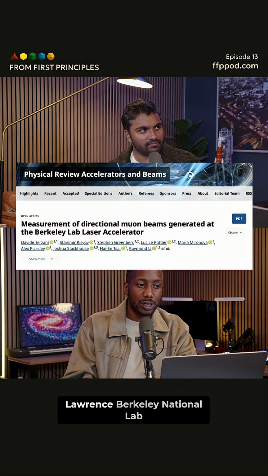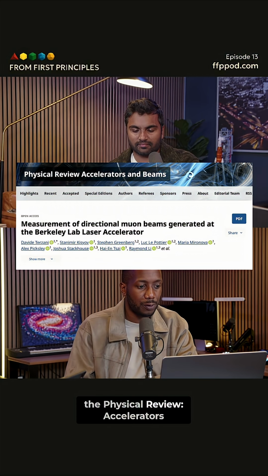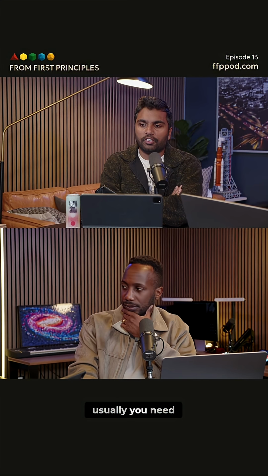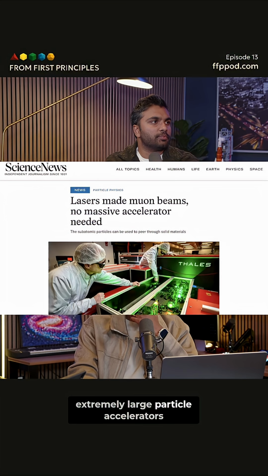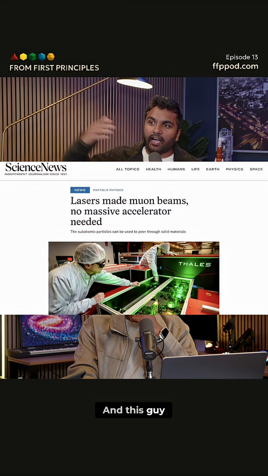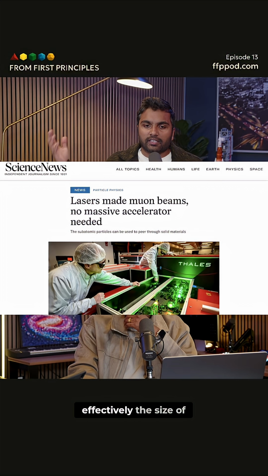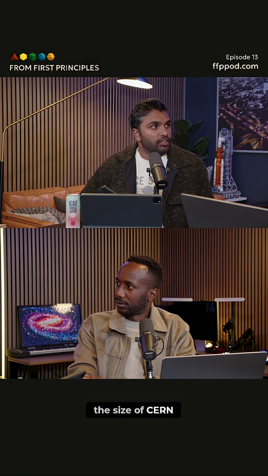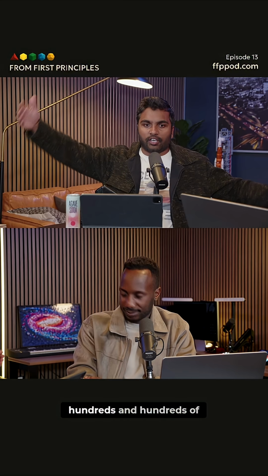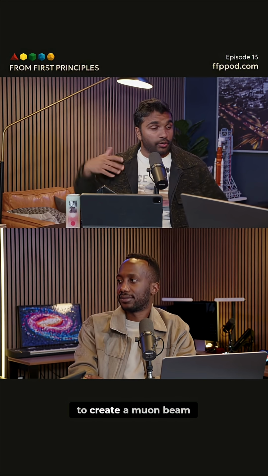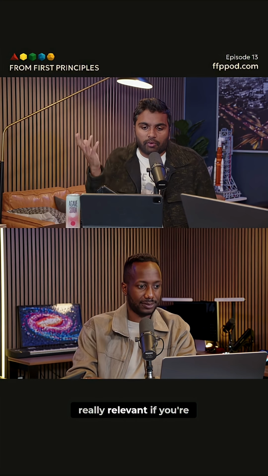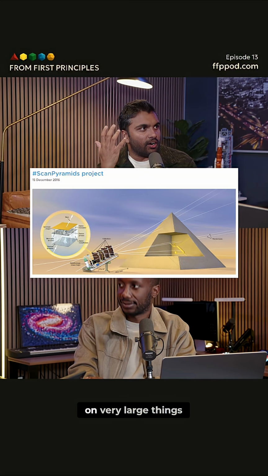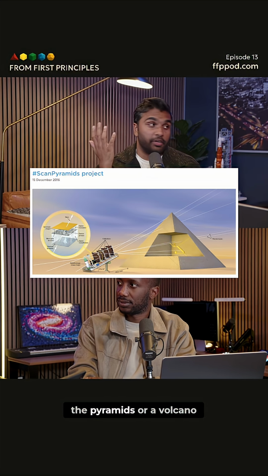This is out of Lawrence Berkeley National Lab and was published in the Physical Review, Accelerators and Beams. The basic idea is, in order to make muons, usually you need extremely large particle accelerators. And these guys have done it in effectively the size of a lab, maybe a big lab, but it's still not the size of CERN or SLAC, where it's hundreds and hundreds of meters worth of stuff to create a muon beam. And that becomes really relevant if you're trying to use muons to do CAT scans on very large things, for example, the pyramids or a volcano.